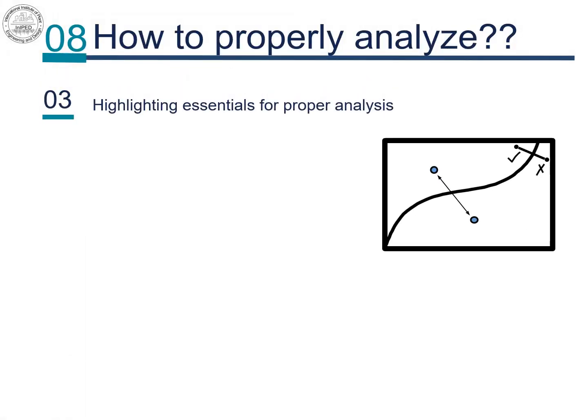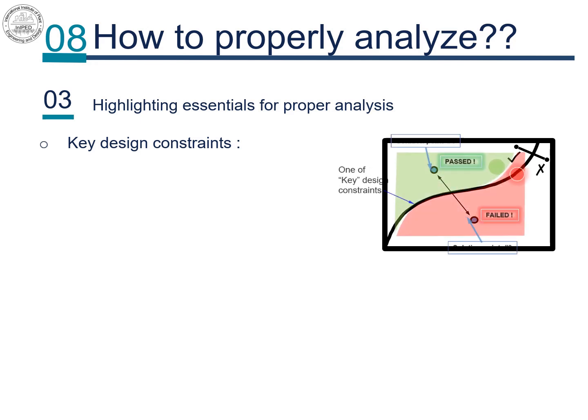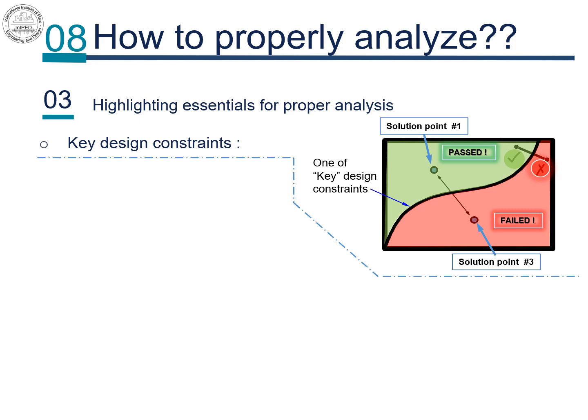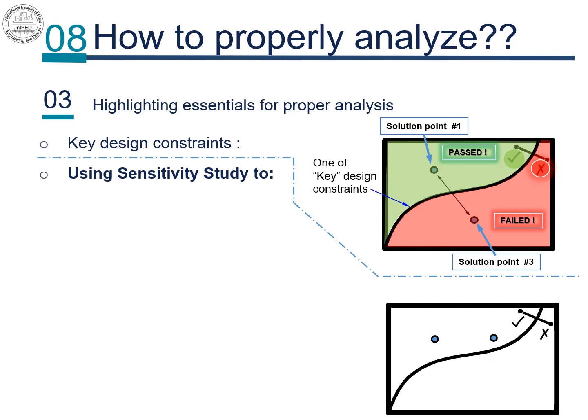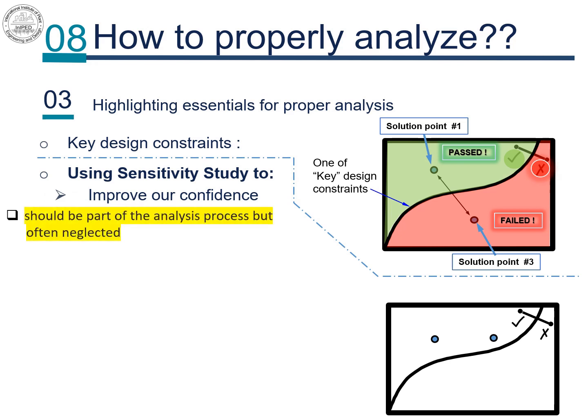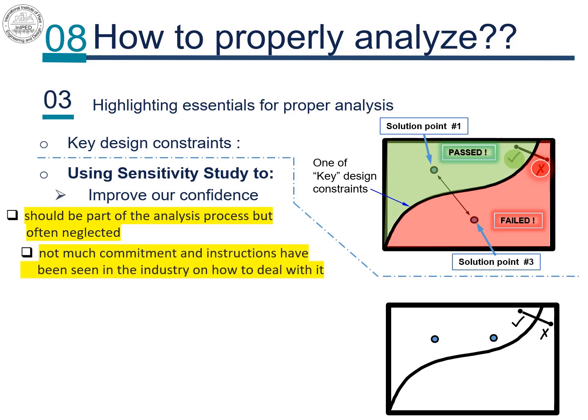We have already spoken about key design constraints and what it means in terms of having a passed or failed solution, as can be seen here. One of the most important aspects of design analysis is checking its validity, or doing sensitivity studies to gain the right level of confidence in our analysis results, or to improve their values. They should be part of the analysis process because of their importance. However, this is often neglected, and not much commitment and instruction has been seen in the industry on how to do it, and whether analysts are actually obliged to do it or not. So it is downgraded to individual interpretation. However, we believe that it shouldn't be left only to that.